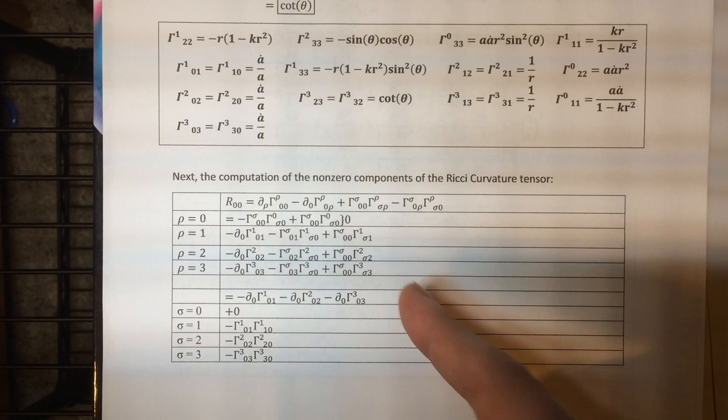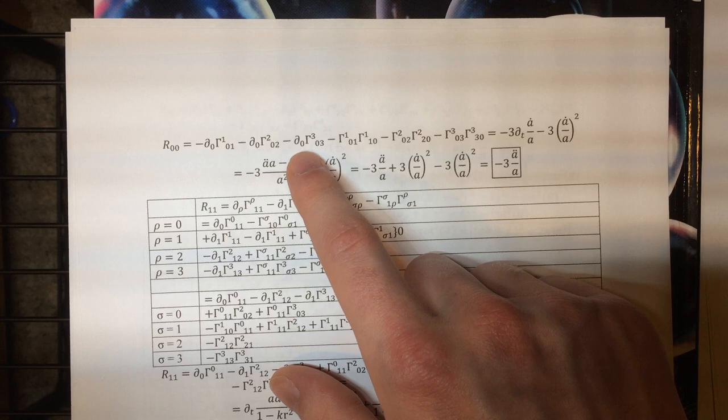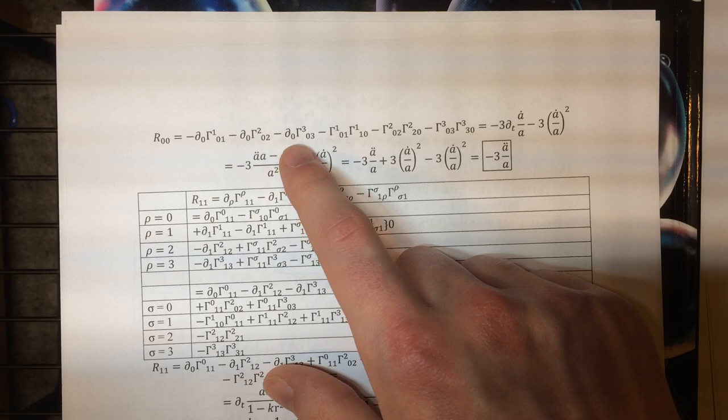So I do one stage for expanding the sums over rho dummy indices, and then one for the sigma dummy indices. Then finally, I write out the answer in terms of the non-zero Christoffel symbols, and the full answer after all the sums over the dummy indices have been expanded out. Then I plug in the values for those non-zero Christoffel symbols and simplify. So that's the result for the first non-zero Ricci curvature tensor component.